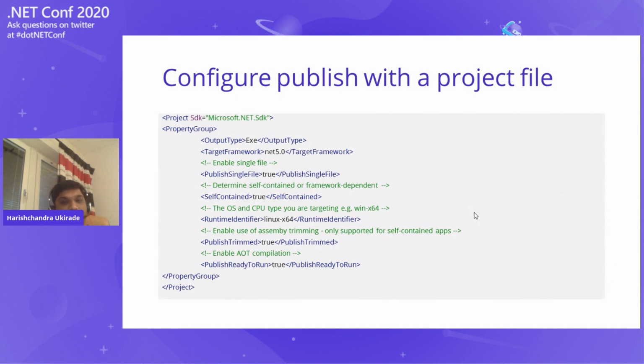These are a few different configurations which we can use in the project file. Output file, I just took one example as exe. The .NET target framework should be .NET 5.0, or whenever future versions come, we will have to use that. If you want to enable single file, you will have to mention publish single file as true. Determine self-contained or framework dependent: in this case, we will have to mention self-contained as true.